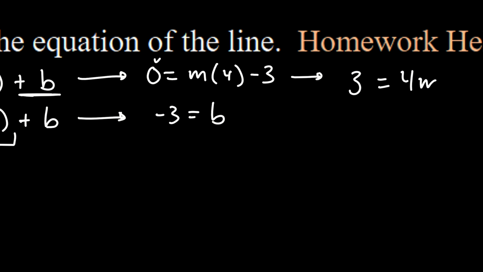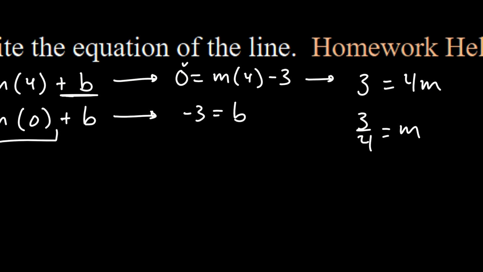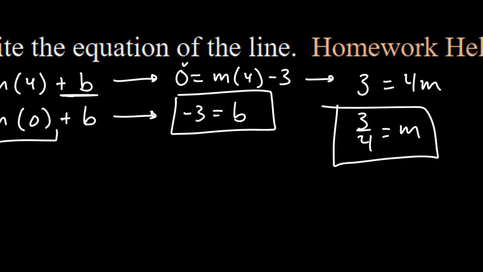I'm changing the order there. So it's still 4 times m. M times 4, same thing. And then I divide both sides by 4. So m is 3/4, right? That's my slope. My slope is 3/4. So now I have both parameters, right? I have the parameters that I need to produce this line. I have the parameter of slope and I have the parameter of y-intercept.